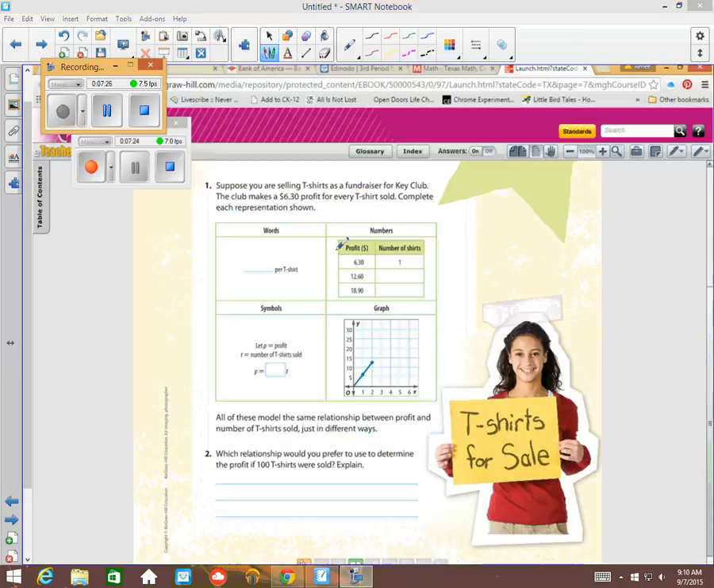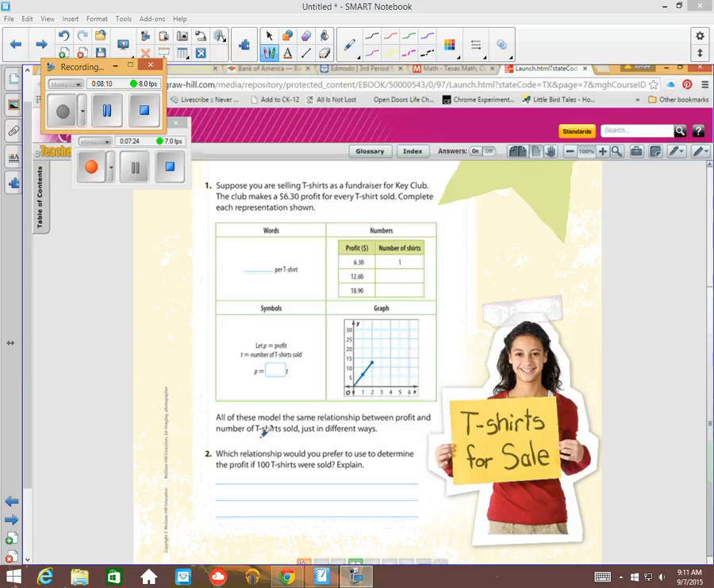Now, on this page, you're filling out a table. It reads, suppose you're selling t-shirts as a fundraiser for a key club. The club makes $6.30 profit for every t-shirt. Complete the table. So if you have one t-shirt, it's $6.30. Okay, so you have to figure out how many t-shirts is $12.60. Okay, so if you would add 6.30 and 6.30, would that be two t-shirts? Okay, and how many t-shirts will give you $18.90? I'm going to let you all think through that.